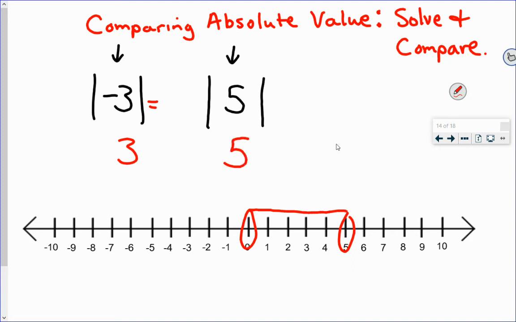Now, once we figure out the distance and the absolute value, then we can say if it's greater than or less than. So is 3 greater than or less than 5? Well, it's less than. So the absolute value of -3 is less than the absolute value of 5.